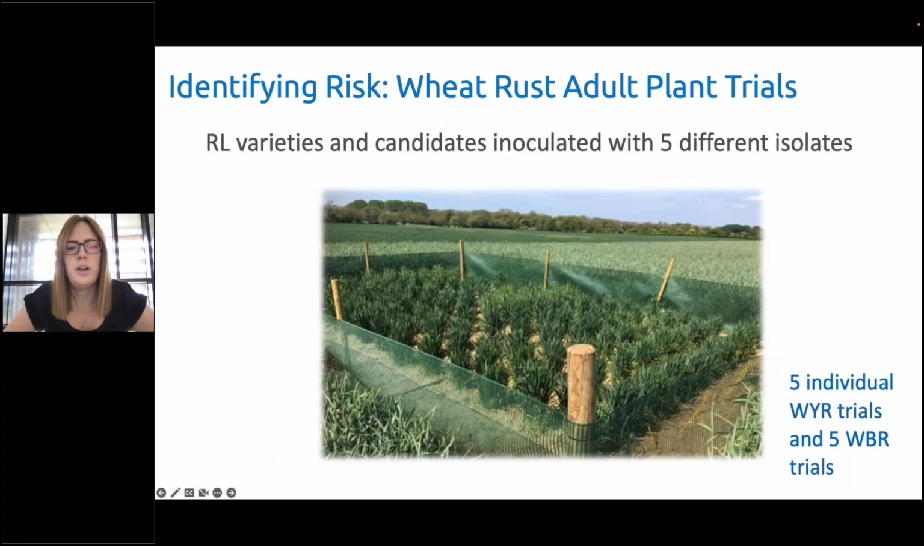We take 5 individual yellow rust isolates and 5 individual brown rust isolates onto adult plant trials. And this is just an example of how we set out these experiments. They're hand sown in these tussock trials. For each individual isolate, there'll be an individual tussock setup. And in the picture, you can see how it's laid out. We have 2 reps of these hand-sown tussocks with varieties in a randomized design.